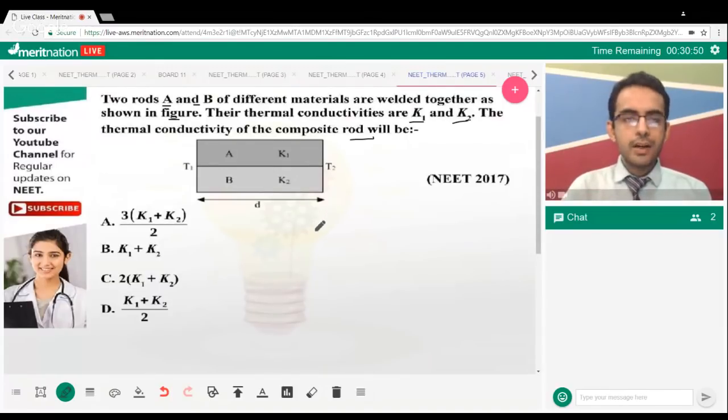So the first thing is that you should know the thermal resistance. What is the value of thermal resistance? Basically, thermal resistance is given by this formula. It's equal to 1 by K into L by A, where L is the length of conductor, A is the area of cross section, and K is the thermal conductivity.